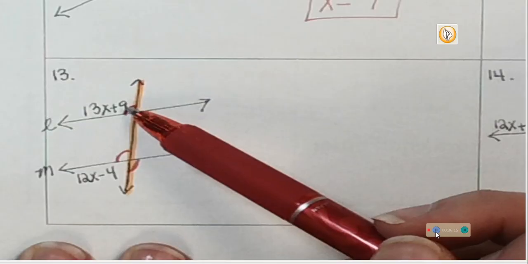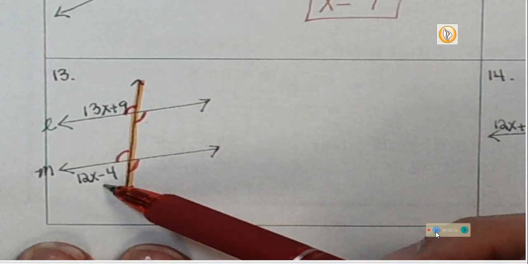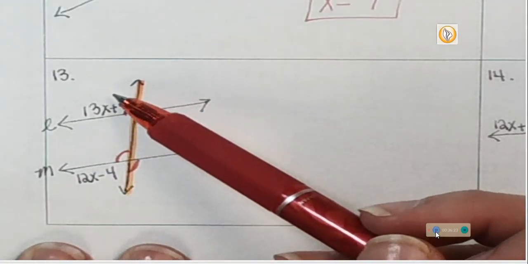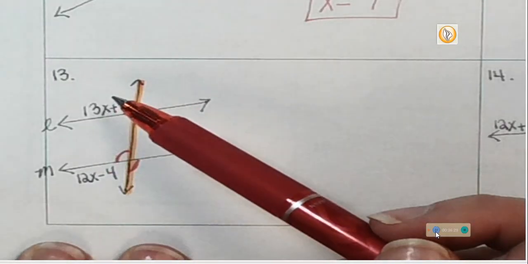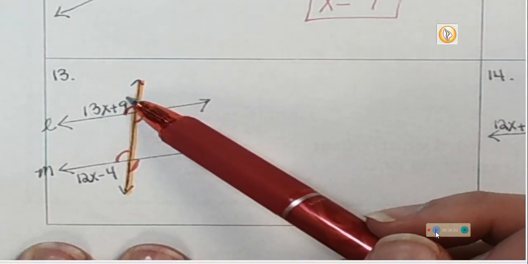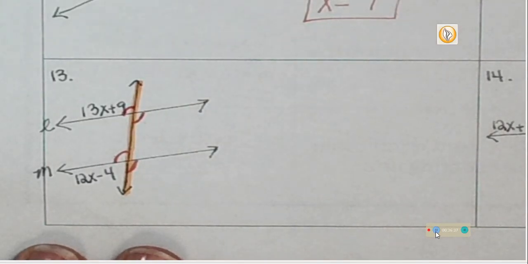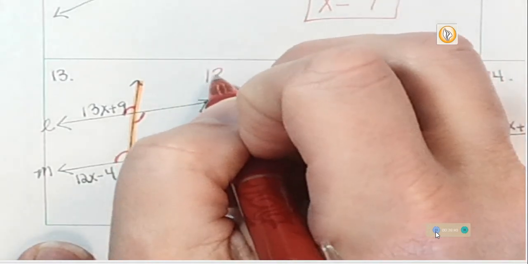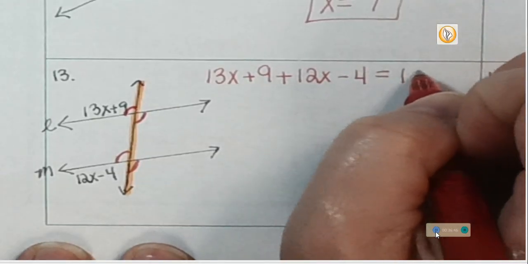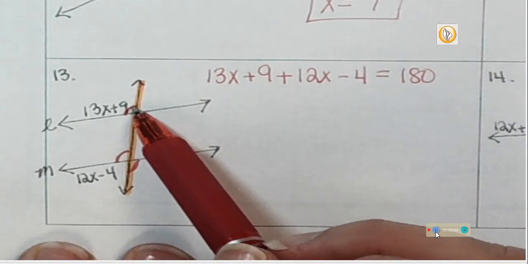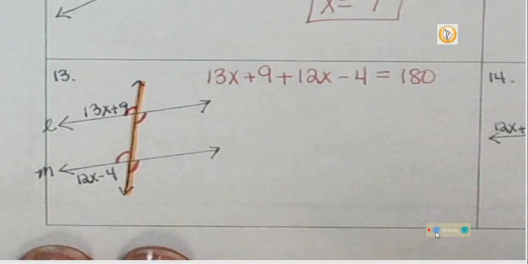What do you notice about this angle, 13x plus 9, and 12x minus 4? Are they marked the same? Do they both have a congruent mark? They don't both have a congruent mark, so that means they're not equal. Instead, because they are consecutive exterior, they are supplementary. So what does it mean to be supplementary? They add to equal 180. So you take 13x plus 9, you add 12x minus 4, and that equals 180 degrees. If they were marked equal, you would just set them equal. One is marked, one is not, so they are supplementary.